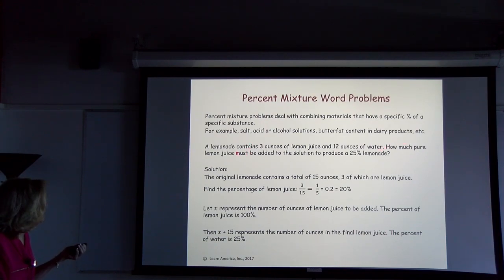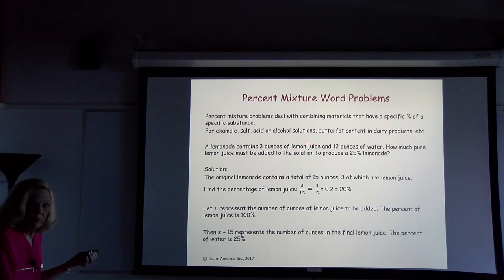If the original lemonade contains 3 ounces and 12 ounces, what's the total? How much lemonade altogether? 15 ounces. And it says in this case that 3 of the 15 ounces, or 1/5, is lemon juice. And that's what percentage? 1/5 is what percent? Trusty calculators, right? 20%, right?